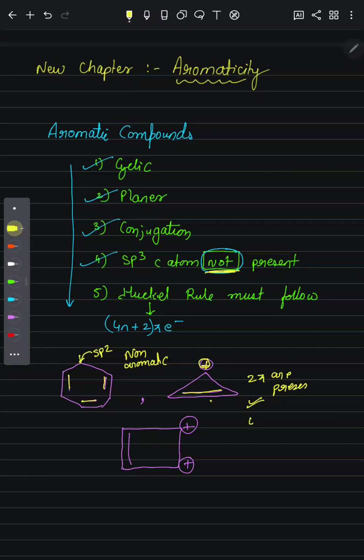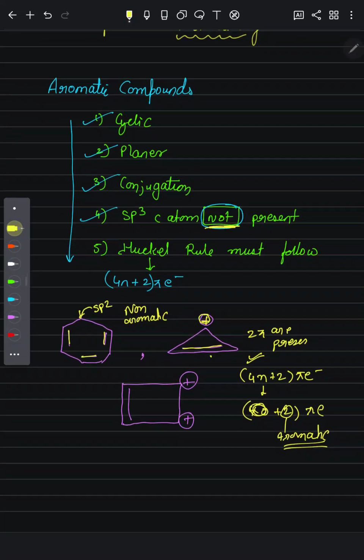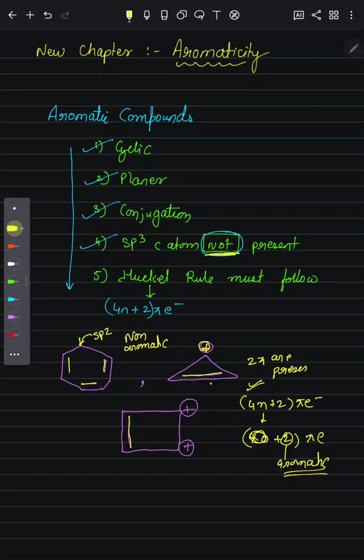How is it following Huckel rule? As we can see, 4n plus 2 pi electrons. If we put the value of n as 0 here, then 4 into 0 is 0, plus 2 gives 2 pi electrons. So 2 pi electrons is aromatic. And in this molecule, 2 pi electrons and 2 positive charges are present, so conjugation is possible here. So it is also an aromatic compound.